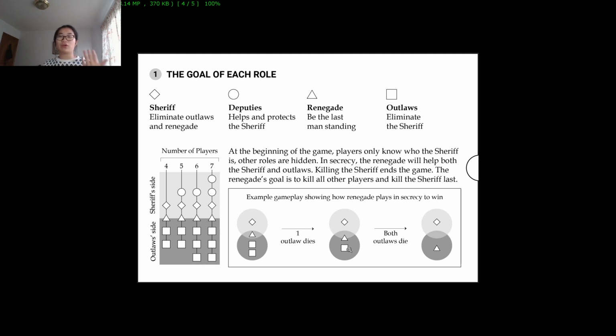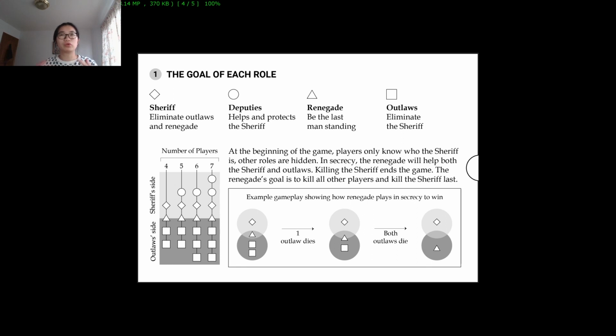Generally, what happens is as the game progresses, the renegade will try to kill off the outlaws. And once one outlaw dies, the remaining outlaw knows who the renegade is at this point, because when an outlaw dies, I think it's usually revealed. They reveal who they are, so people will then know, okay, we know who is who. And then if the renegade can kill both outlaws and the sheriff can kill both outlaws, then it becomes a one-on-one battle between the renegade and the sheriff.